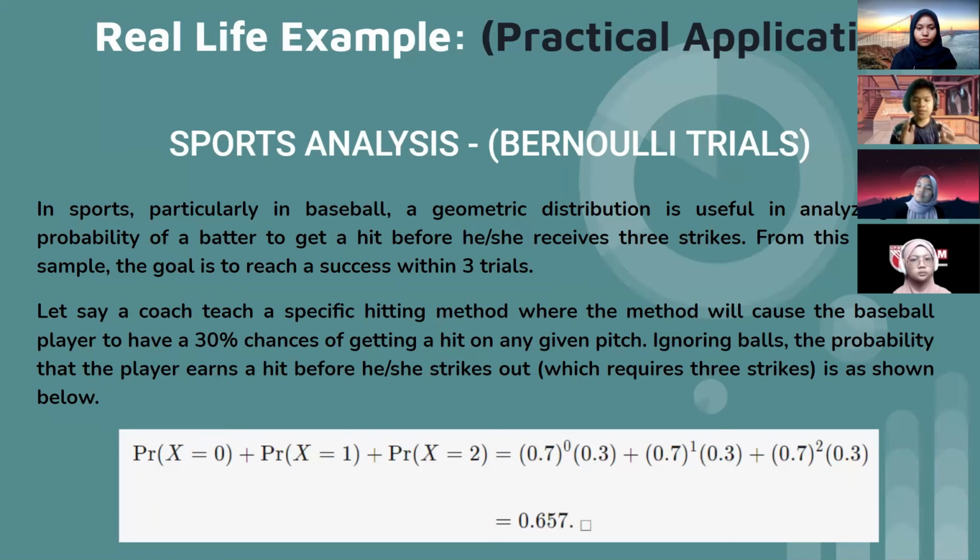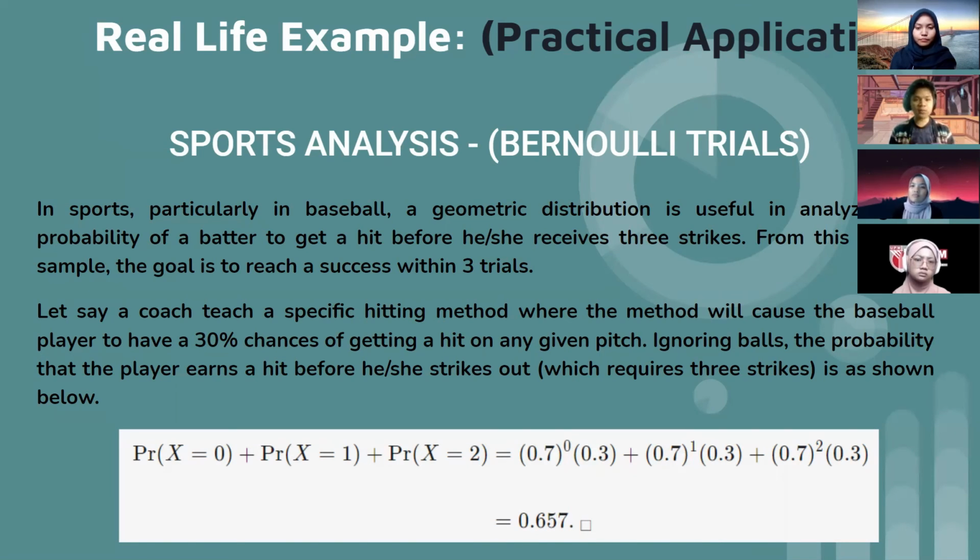So we have 0.7, which is the probability of failure, whereas 0.3 is the probability of success of getting a hit. Let's say the success is reached at the third hit. After calculating, the probability that the player earns the hit would be 0.65.